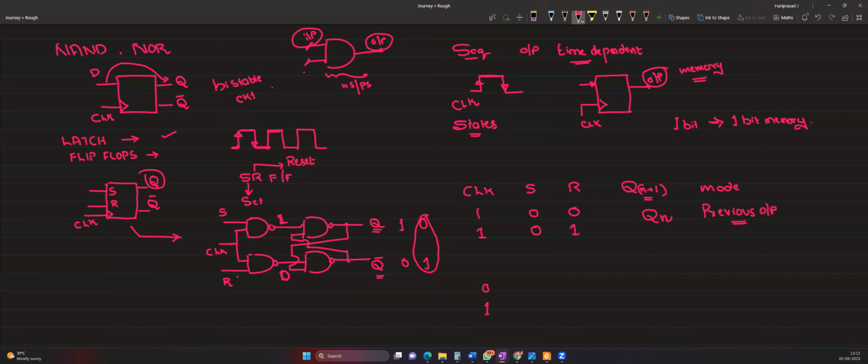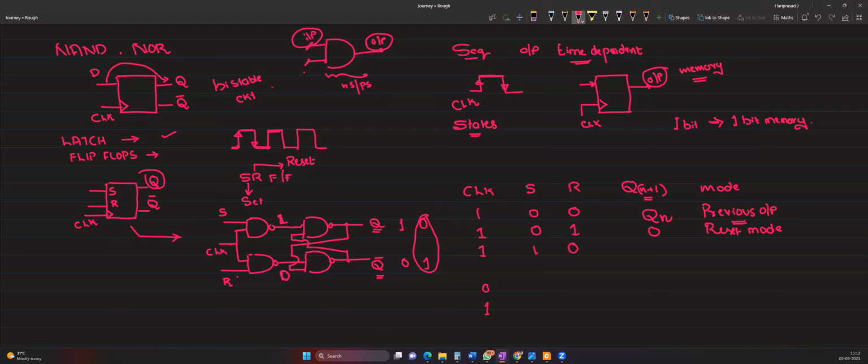So Q bar is becoming 1 for the input of 0, 1. So Qn plus 1 will become 0, and Qn plus 1 bar will become 1. So for 0, 1 input, Qn plus 1 will become 0. This mode we call the reset mode. Clear? Yes.